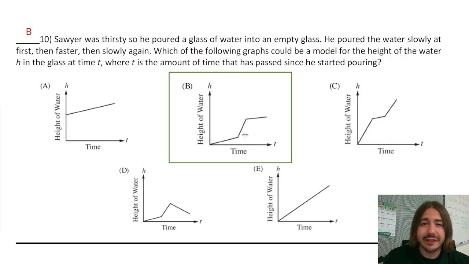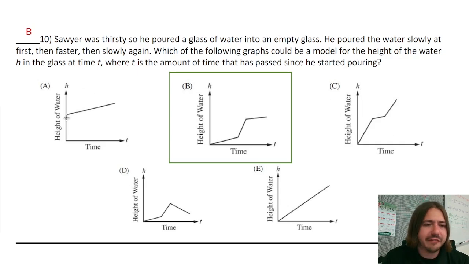If you pour a glass faster, the height of the water in the glass is going to rise more quickly, which is why you're seeing this larger rate of change here. And then finally, when he slows down, it levels off a little bit more. You can see the difference between this one and C, where C has the larger rate of change at the beginning and the end, and a slower rate of change at the middle. So if this problem was any different, like if it said he started pouring quickly, then slowed down, then started pouring quickly again, then it would be C.